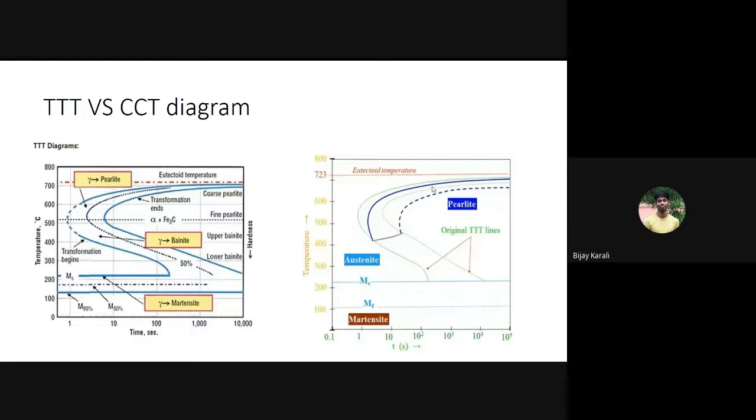Okay, fine. And this is the CCT diagram. CCT diagram means continuous cooling transformation diagram. That means we are doing continuous cooling. So what is the difference here? Can anybody figure it out? What is the change here?